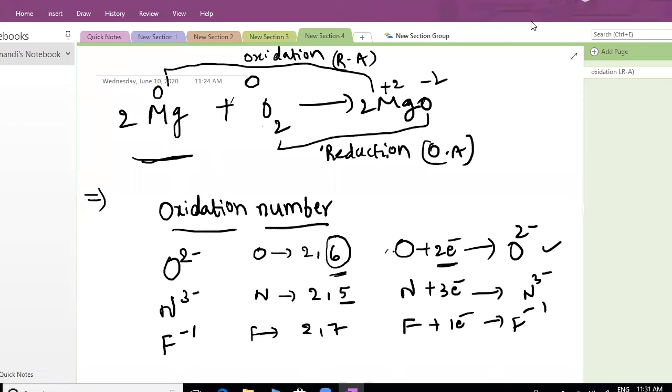Our target is to get 8 electrons. If they are that many less than 8, that many they can take. That's simple logic.